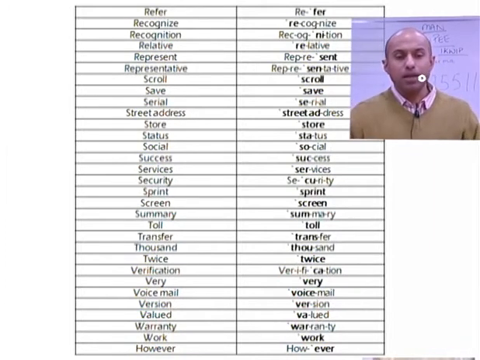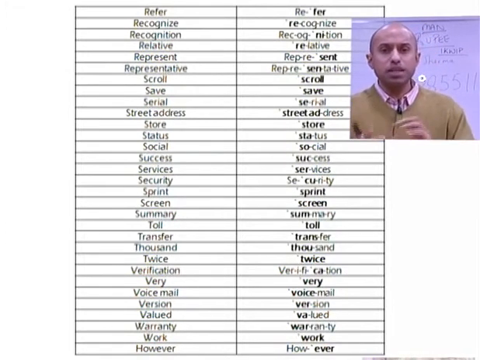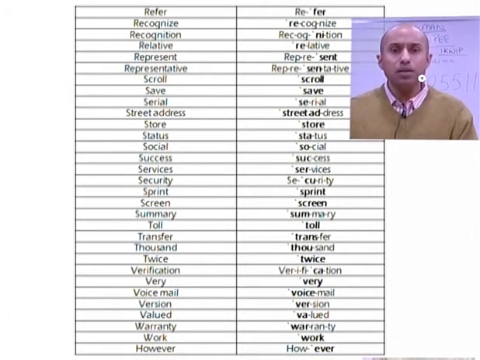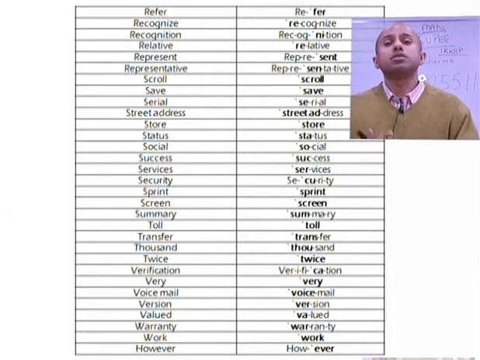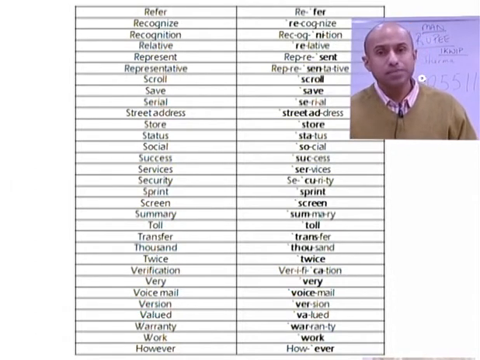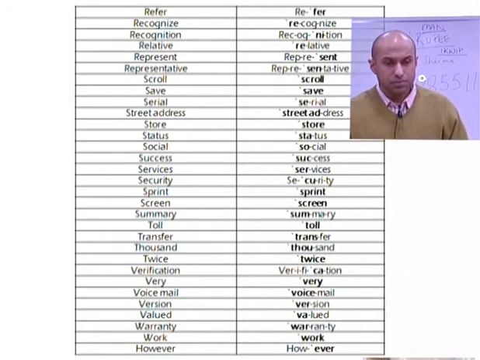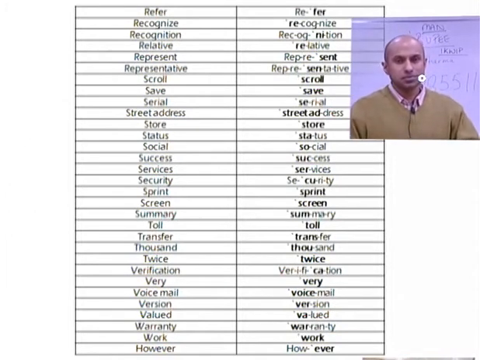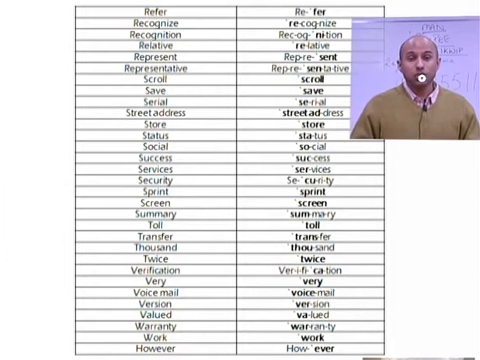Representative. Okay. And we have scroll, you know, scroll on your computer or a piece of paper that has been rolled. A scroll. Then we have serial. Serial, like a serial number that you have sometimes on machines, or the serial that you follow on television. Yes, serial. Then we have street address. Which one will we say here? Street address? Which is what? Noun and verb.